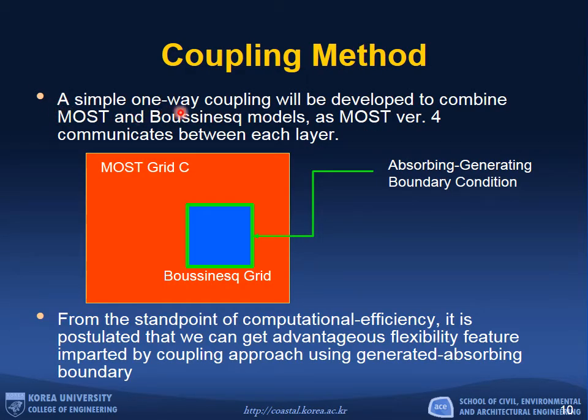Then a simple one-way coupling will be developed to combine MOST and the Boussinesq model, as MOST version 4 communicates between its layers. So we can just put the Boussinesq model inside any layer in the MOST model through the absorbing-generating boundary conditions. From the standpoint of computational efficiency, it is postulated that we can get advantageous flexibility features imparted by the coupling approach using the absorbing-generating boundary.